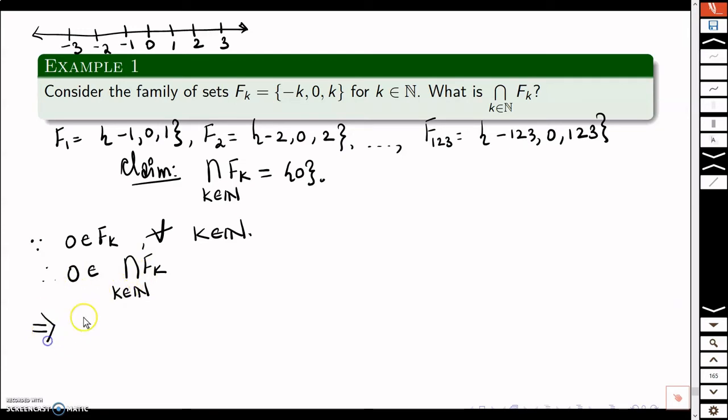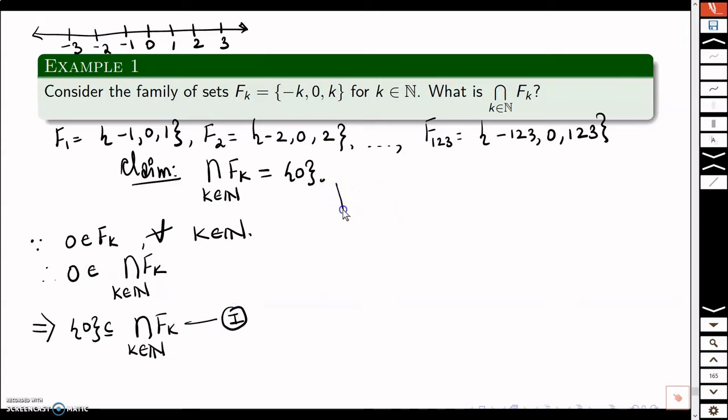So from this I can say that the singleton set 0 is a subset of the intersection of all the fk's where k is varying over the set of natural numbers, because 0 is the only point here and it is there in the intersection of all the fk's. That means this singleton set having 0 as the element is a subset of this intersection of all the fk's. Clear? So one side I have already proved, and I will name this as Roman numeral 1.